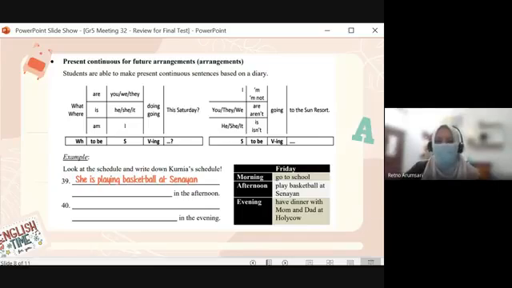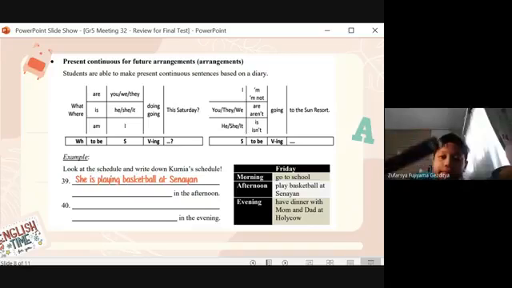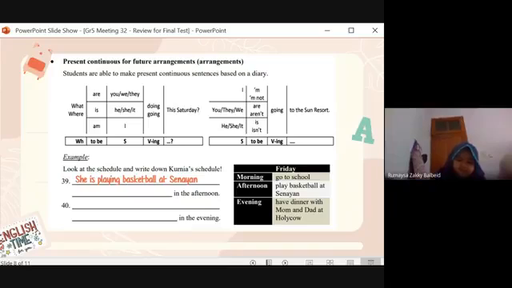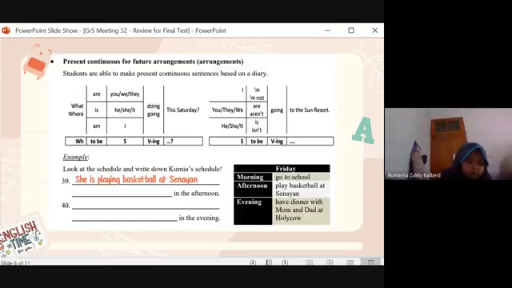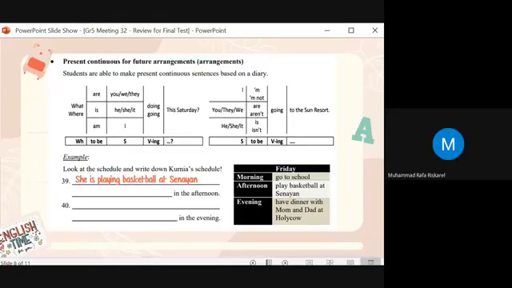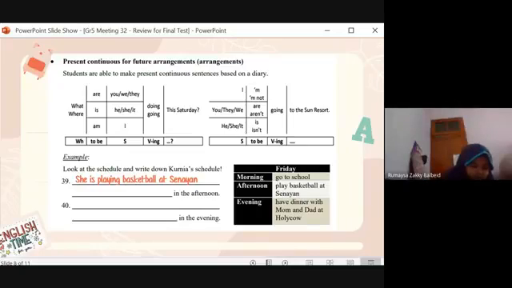Do you know where Senayan is? I know. You know, right? It's not a mall. That's where the Gelora Bung Karno is. Do you know Gelora Bung Karno? Yes. Yeah.